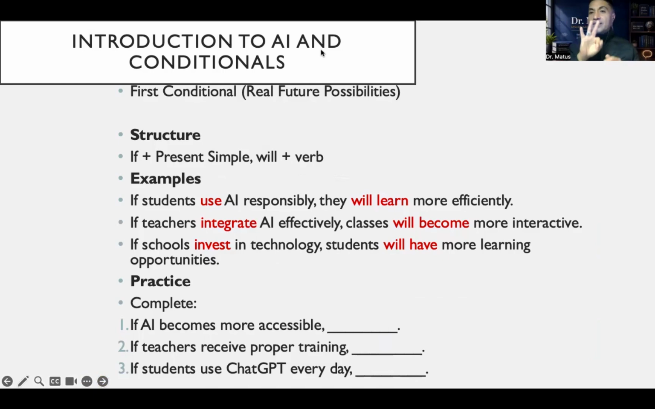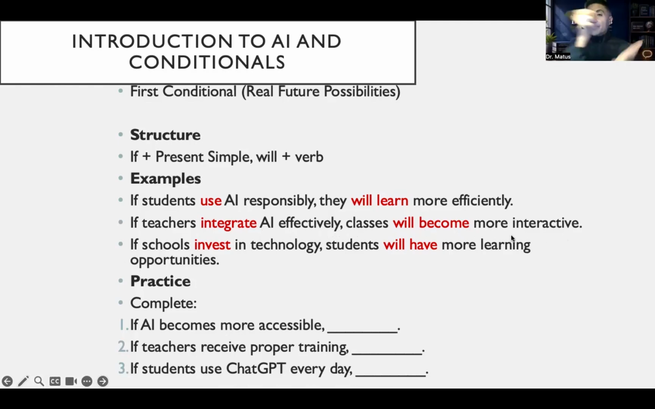In English, there are 3 types of conditionals. The first conditional, we use the first conditional to talk about real possibilities. We use this structure: if plus the present simple, will, and a verb in infinitive. For example, if students use artificial intelligence responsibly, they will learn more efficiently. If teachers integrate artificial intelligence effectively, classes will become more interactive.